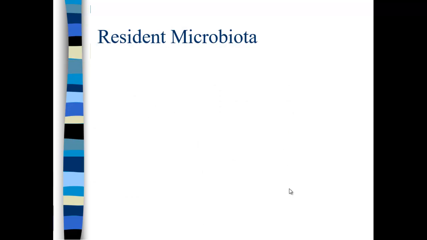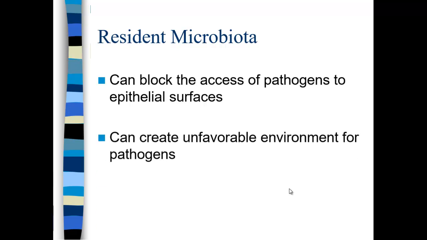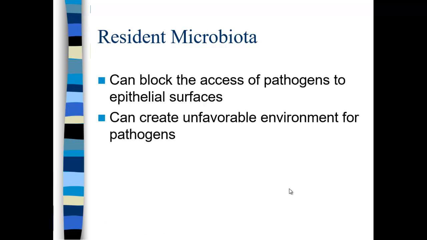And going to good bacteria, we call this your resident microbiota, and this blocks the surface of the epithelium of different tissues and mucous membranes, and prevents pathogens from passing and getting access to cells. The resident microbiota actually form a biofilm, and the biofilm prohibits the pathogens from coming in. And it also can create an unfavorable environment. The good bacteria can create toxins that will wipe out the bad bacteria.